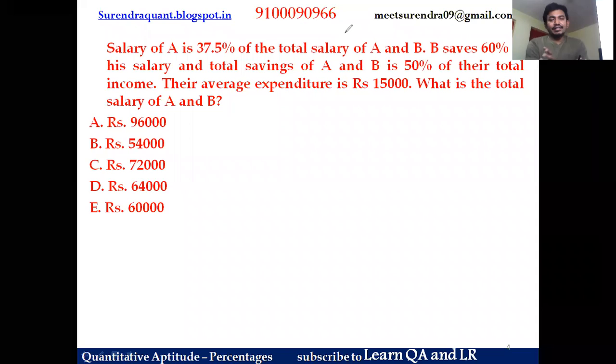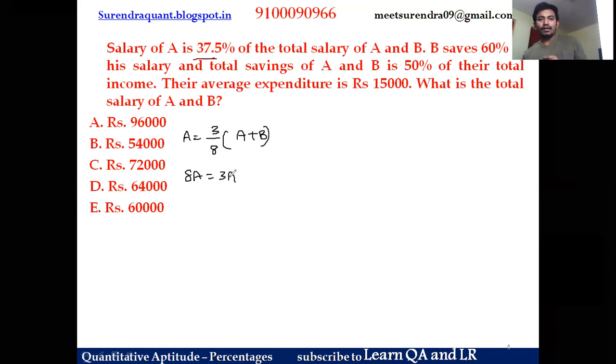Salary of A is 37.5% of the total salary of A and B. Friends, 37.5 is nothing but 3 by 8, right? Fraction equivalent to percentage. So the salary of A is 3 by 8 of the total salary of A and B. So here 8A equals 3A plus 3B. That gives 5A equals 3B, right?